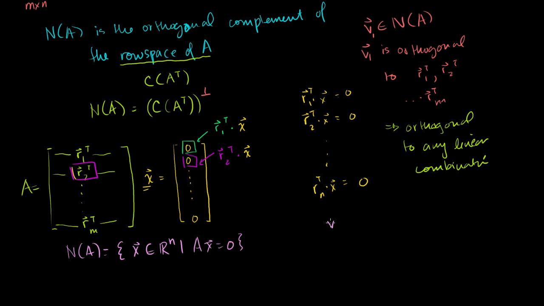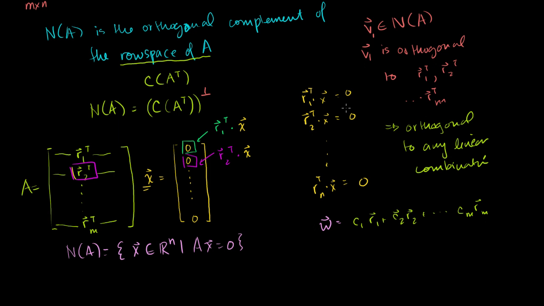So let's say vector W. Vector W is equal to some linear combination of these vectors right here. I wrote them as transposes just because they're row vectors, but I could just write them as regular column vectors, just to show that W could be just a regular column vector. So let's say W is equal to C1 times R1 plus C2 times R2 all the way to Cm times Rm. That's what W is equal to.